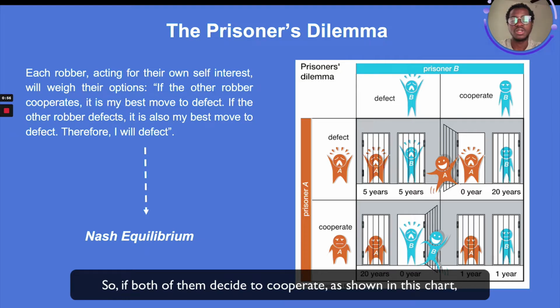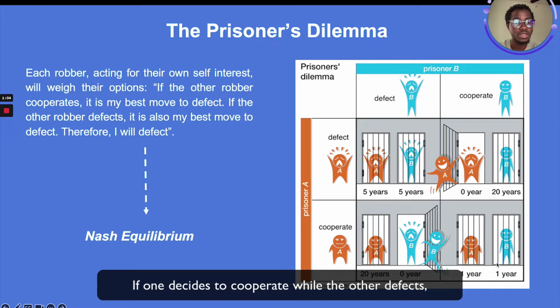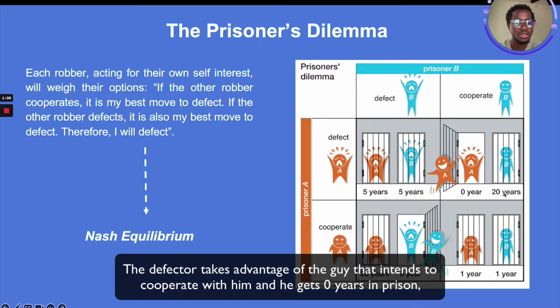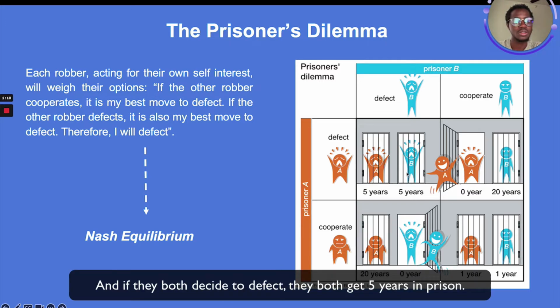If both of them decide to cooperate, as shown in this chart, and not give any information out, they both get 1 year in prison. If one decides to cooperate while the other defects, the defector takes advantage of the one who intends to cooperate with him, and he gets 0 years, while the one that cooperates without giving any information to the police officer gets 20 years in prison. And it's symmetrical. And if they both decide to defect, they both get 5 years in prison.